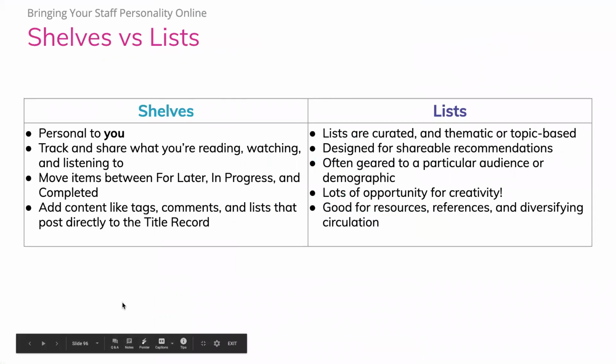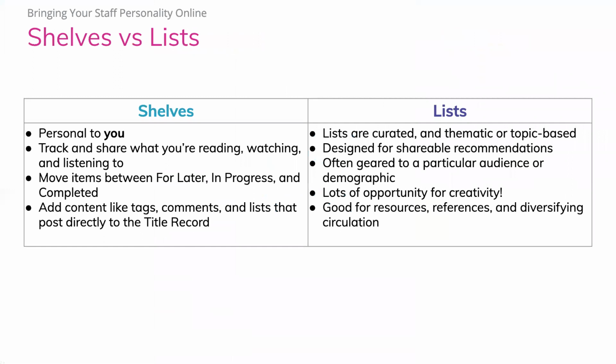So shelves versus lists. This is kind of a common misunderstanding, especially because a lot of libraries might have had, or the previous catalog might have referred to lists what we call shelves. Shelves are personal to you. They track what you as a human being are reading, watching, and listening to, and it's good to move items between shelves. You can add content like tags, comments, and lists that post directly to the title record. And you can easily filter by shelves as well.